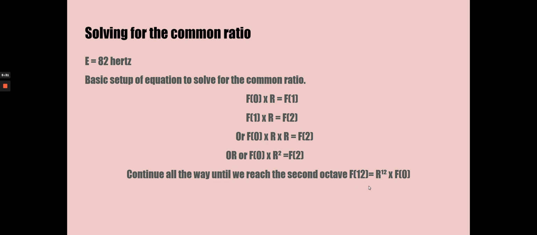So if we were to solve for f of 2, we would say that f of 1 times the common ratio equals f of 2. Or we could say that f of 0 times the common ratio 2 times equals f of 2. Or we could say that f of 0 times the ratio squared equals f of 2. So we could also continue all the way for every single note until we reach the second octave. f of 12 equals R to the 12th times f of 0. So now let's try to solve this.